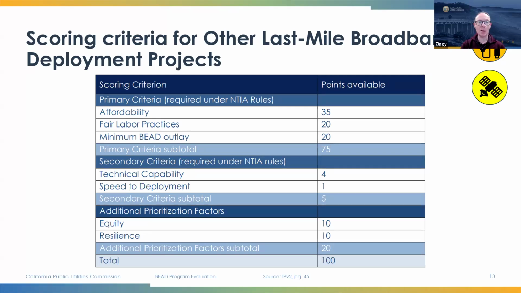For other last mile broadband projects, the primary criteria are very, very similar. They have the same amount of points, but the secondary criteria are a little different. We have technical capabilities that give 4 points. Speed to deployment gives only 1 point, I should say, for how fast you can deploy, and then again equity and resilience. Next.